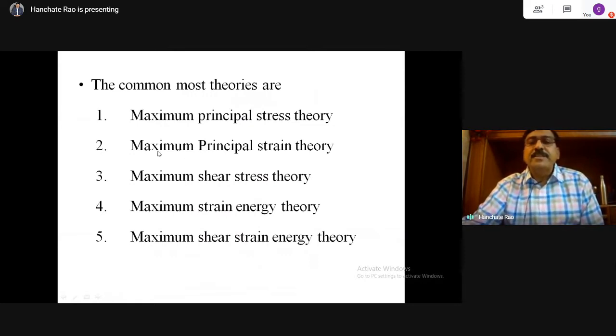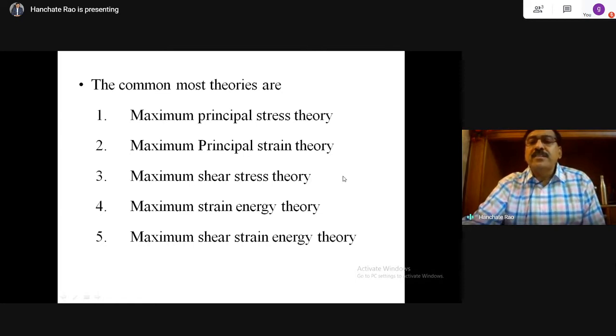The second theory is the maximum principal strain theory. In this case, the maximum principal strain is linked to the strain at the yield point of the material. So in strain theory, strain is linked. Next, the maximum shear stress theory, in which the maximum shear stress is linked to the yield point.